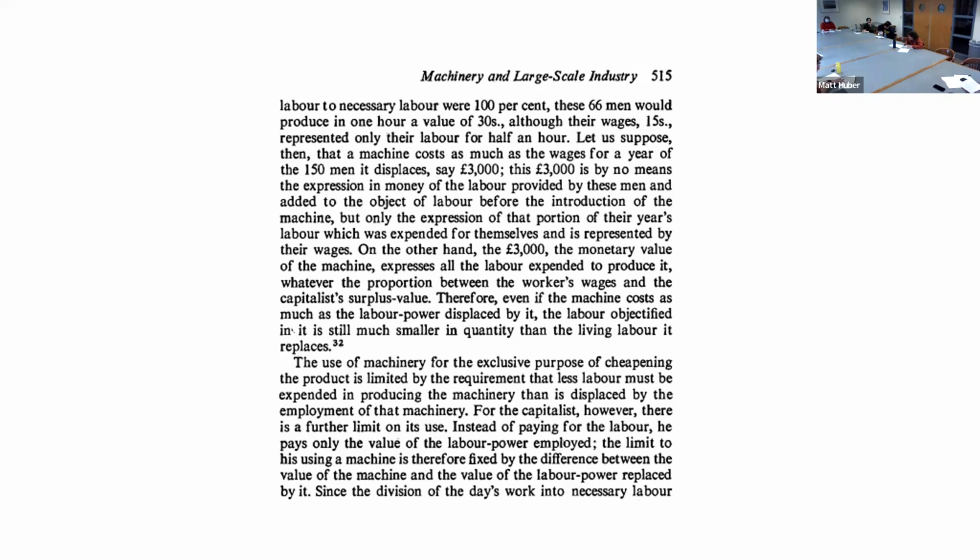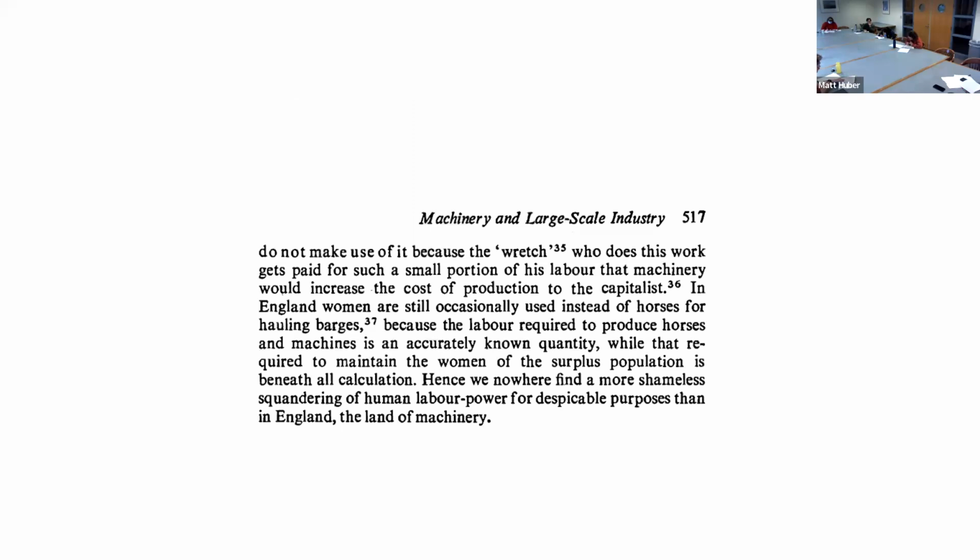And what he gets at in this section is that under capitalism, if labor is really cheap, it doesn't make sense to invest in machinery. So there are parts of the world today where labor is so cheap that, why mechanize? Why replace that labor with machinery when you can just hire cheap labor? And he uses the example that in England, women are still used instead of horses for hauling barges, okay? Because the labor required to produce horses and machines is an accurately known quantity, while that required to maintain the women of the surplus population is beneath all calculation.